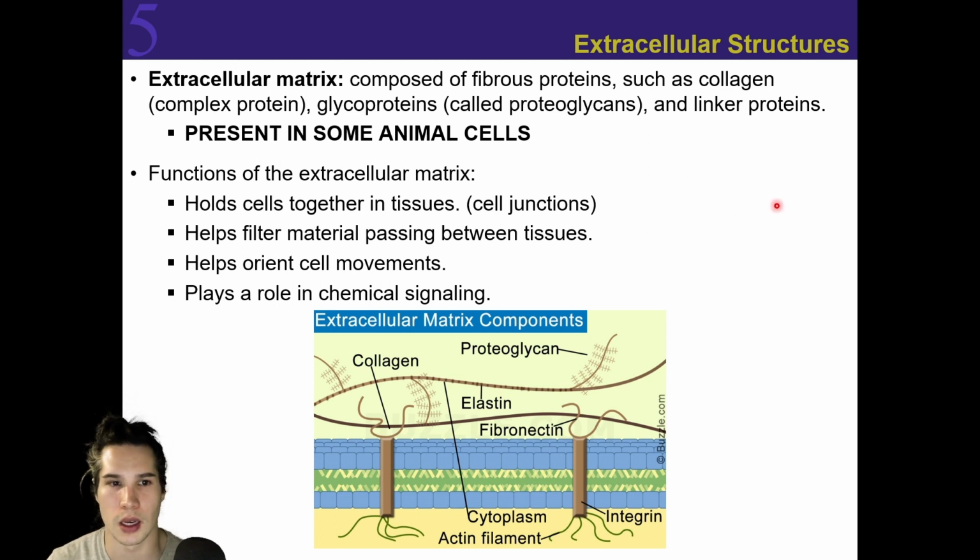You're going to find extracellular matrix in your bone. You're going to find extracellular matrix in your skin. Some of the functions of extracellular matrix are that it holds various tissues together. It's going to help filter material passing between tissues. It's also going to house a lot of your immune cells. It's going to help orient cell movements, and then importantly, it's going to play a role in chemical signaling. It's kind of a vector for signaling between cells.